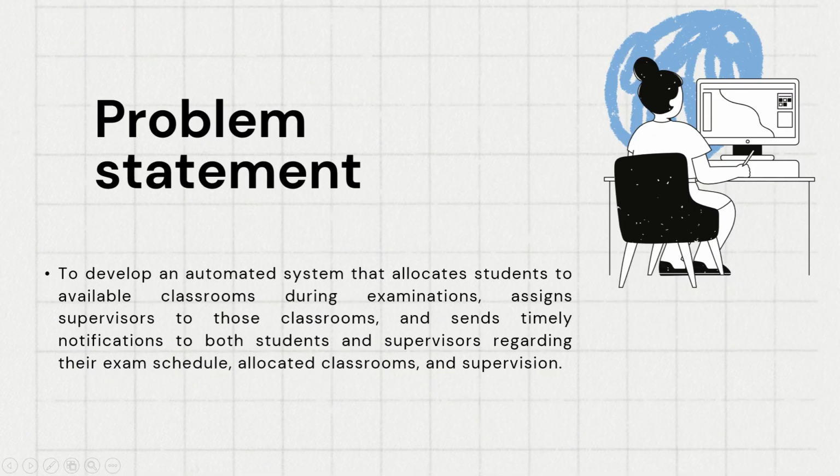Here is the problem statement. To develop an automated system that allocates students to available classrooms during their examination and assigns a supervisor to those classrooms, and sends a timely notification to both student and supervisor regarding their examinations, allocated classrooms and supervision.